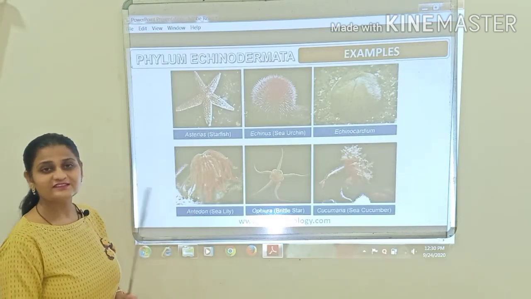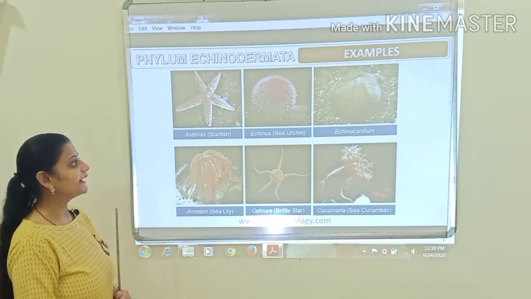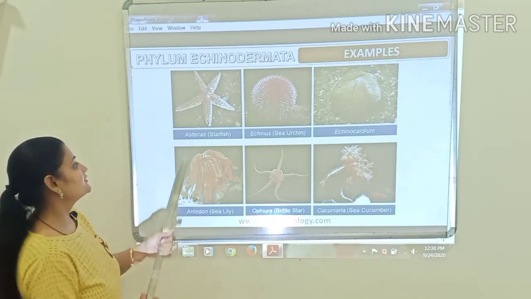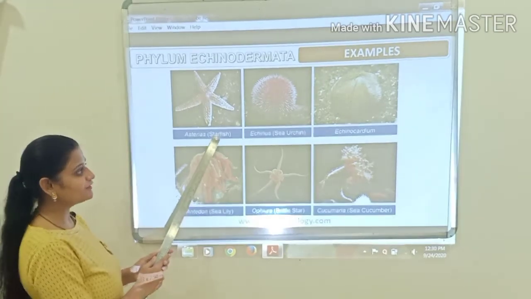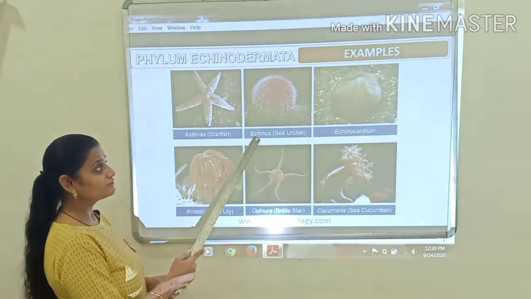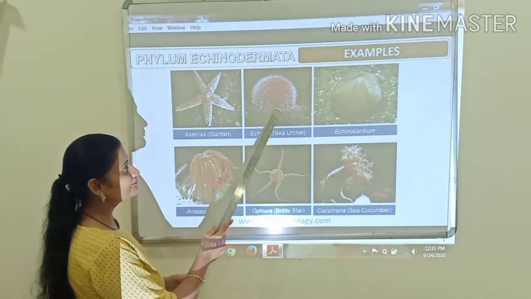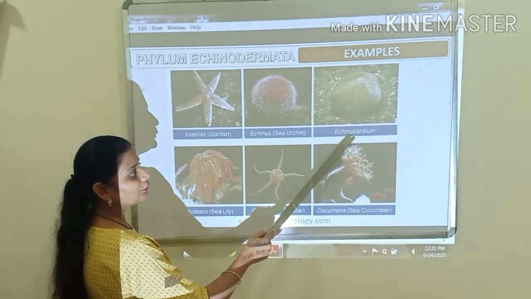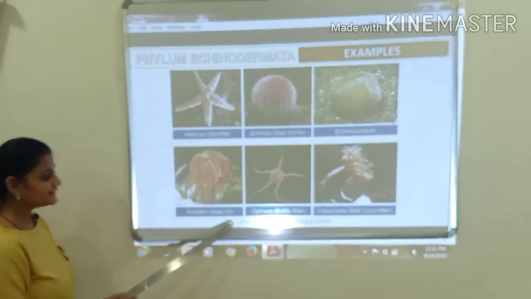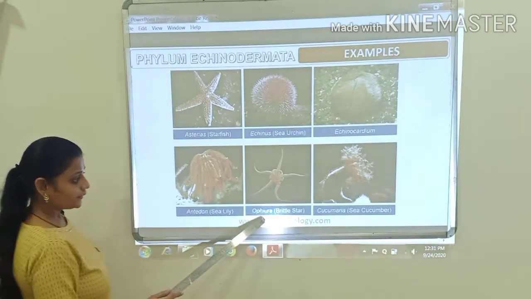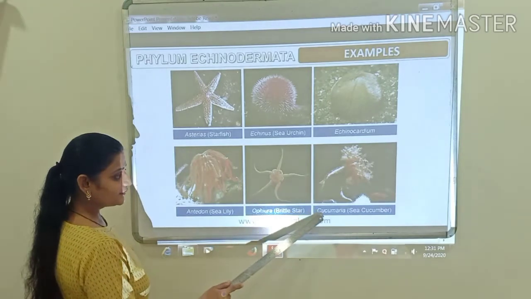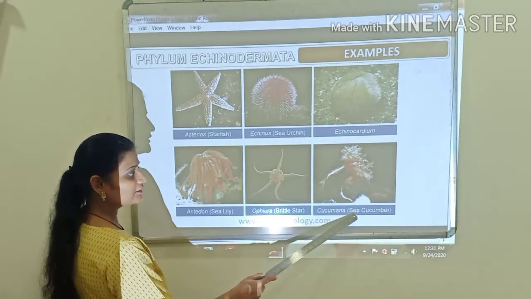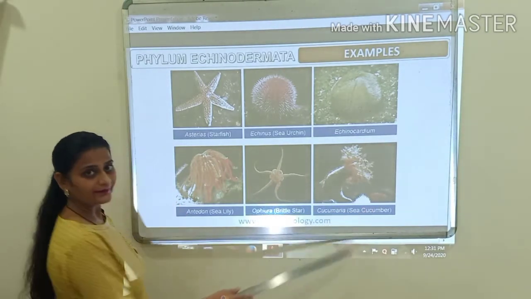These are various examples of phylum Echinodermata, that is Asterias, which is commonly called starfish, Echinus, which is called sea urchin, okay, Echinocardium, then sea lily, Antedon, Ophiura, that is brittle star, then Cucumaria, that is sea cucumber. Clear?